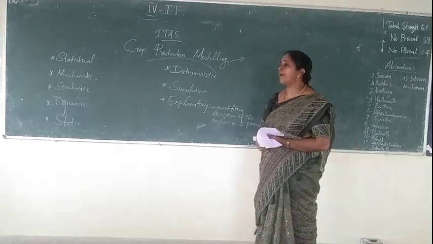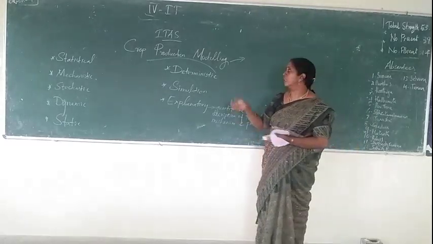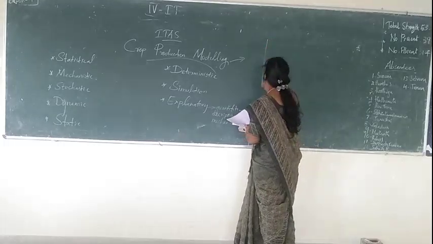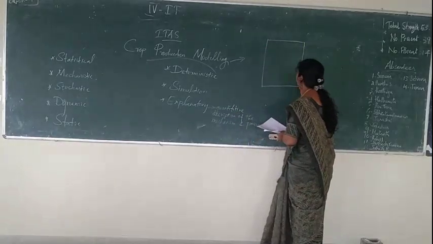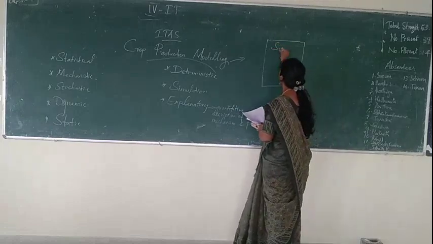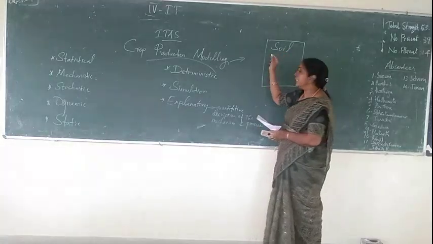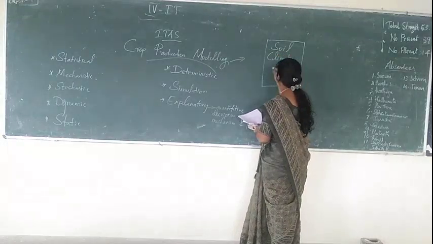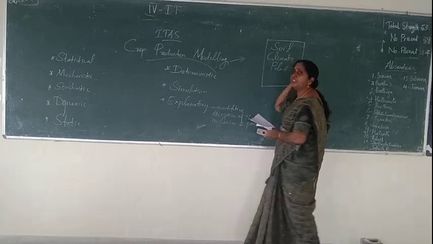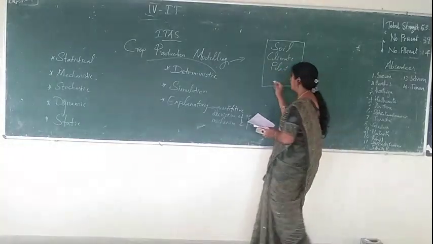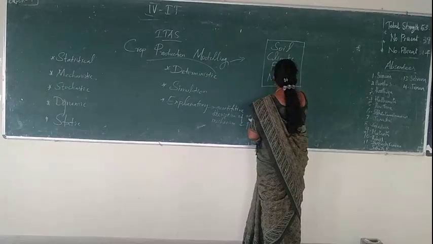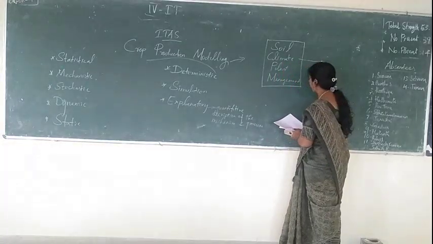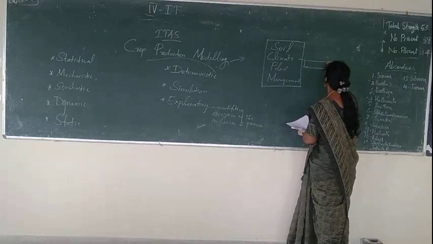These are the factors that affect crop production modeling. In crop production modeling, we are giving the input as the characteristics of soil, climate or weather condition, then the particular plant or crop, then management practices, how the farming practices are managed. So these are all inputs for the crop modeling.